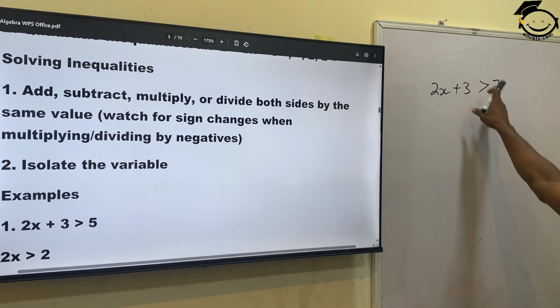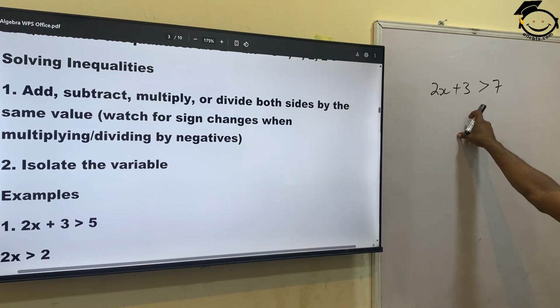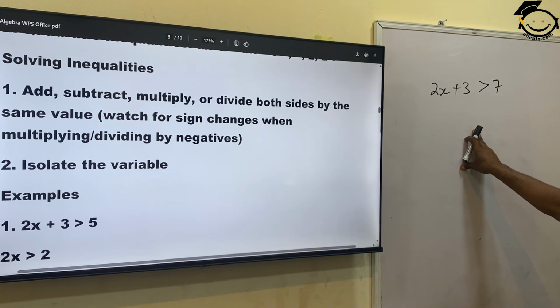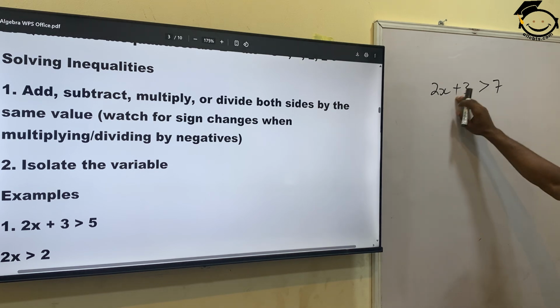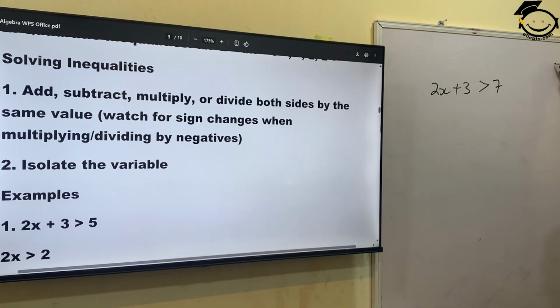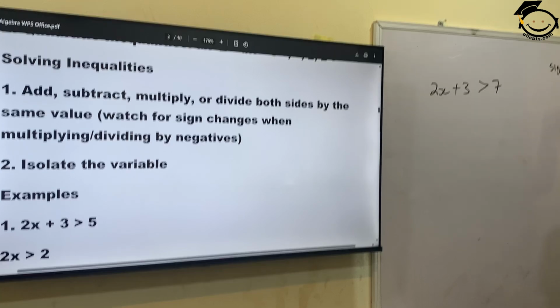You need to watch out for which sign you are having, whether it is addition, subtraction, multiplication, or division, so that you know the opposite of each sign.